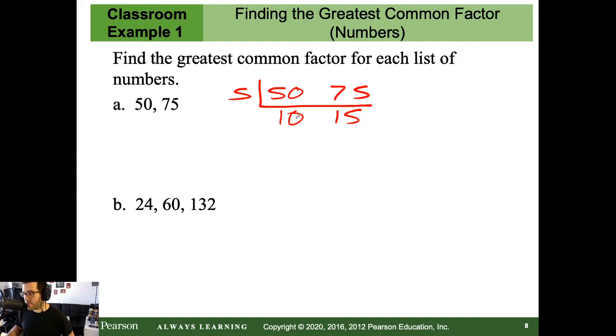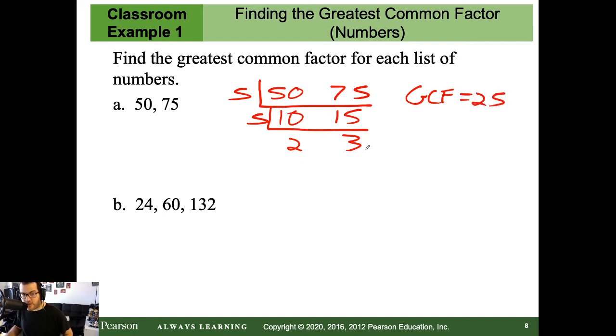Now, you look at the 10 and the 15, and you say, is there a number that can go into that? Well, of course there is. It's going to be 5. Here I'm left with 2, and here I'm left with 3. Now, is there any number that goes into 2 and 3? The largest one I can think of is 1. So, to find the GCF, all we do is multiply 5 times 5, and that'll give us 25.